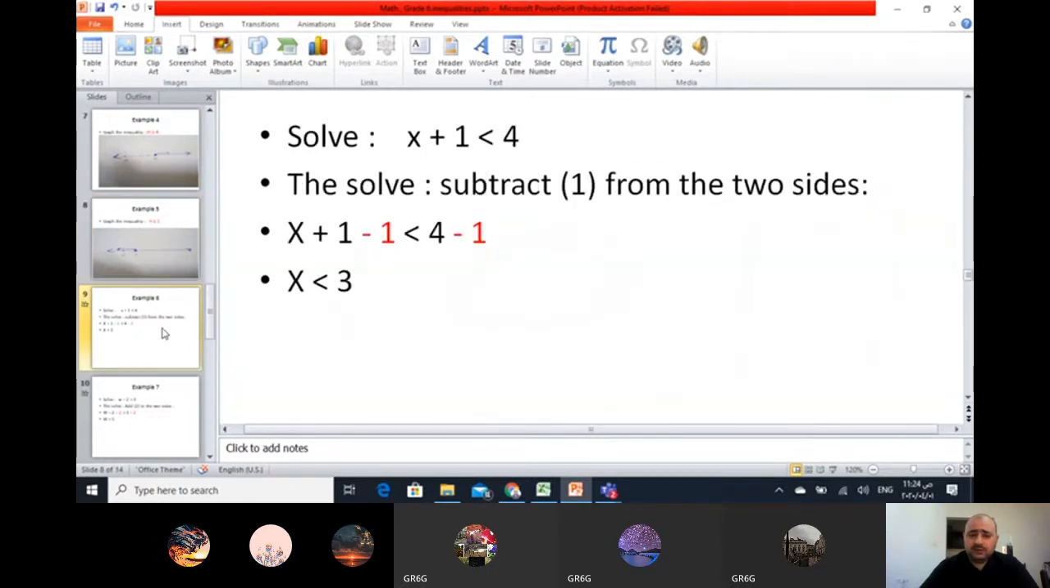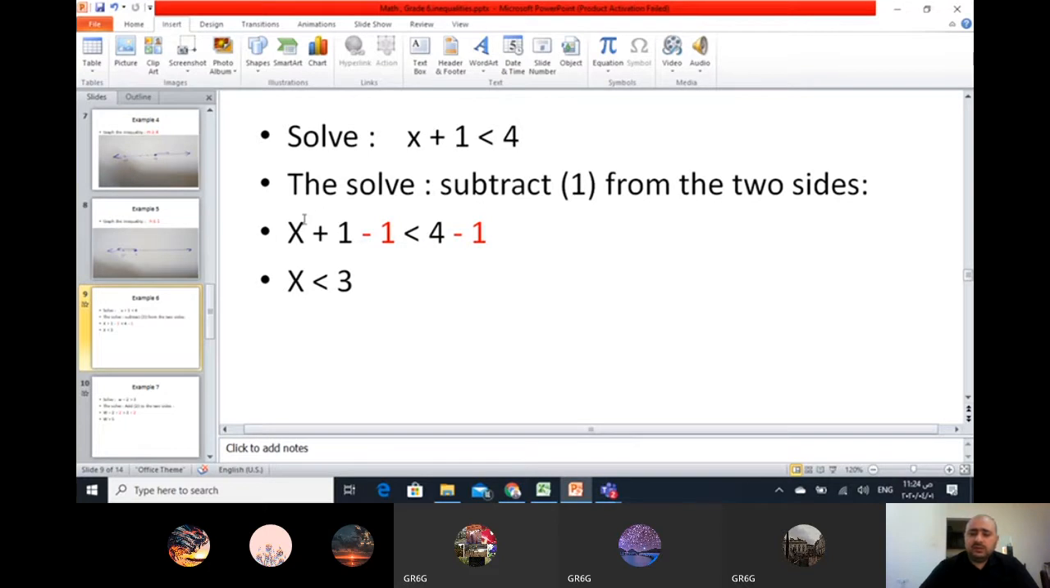Now how to solve the inequality? We have this inequality, for example, x plus 1 less than 4. Always keep the variable alone on the same side. That means try to cancel the number. Here we have plus 1. If I add the opposite of this number to the two sides, I can remove plus 1.